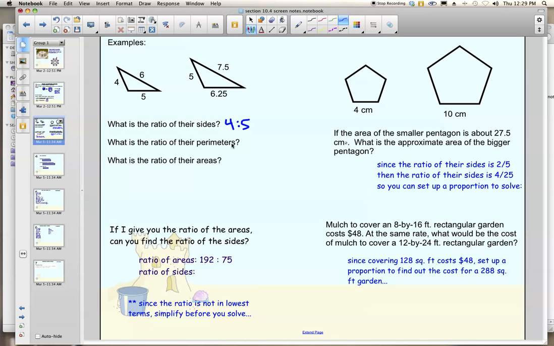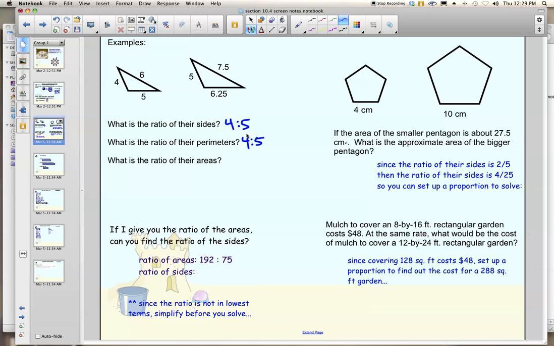So what would the ratio of their perimeters be? Well, it would be exactly the same as the ratio of their sides. If I added these up and added these up, you would get a ratio of 1115 to 18.75. And when you simplified that down, you would still get 4 to 5.